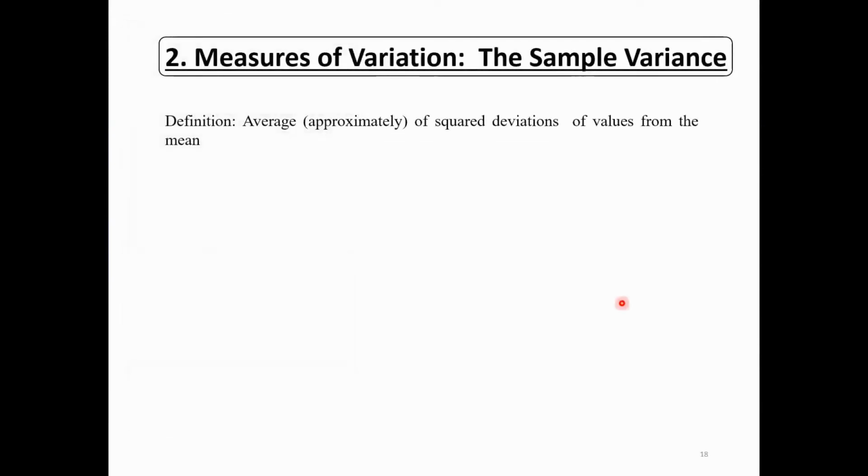Right, so we talked about the range, which was the first measure of variation. The second measure of variation is the sample variance, right? All of these things that we're talking about, we are talking about samples. We will come to population in the fourth section. The first three sections, which are measures of central tendency, measures of variation, and the shape of distribution, we are talking about samples. So under measures of variation, the second measure is the sample variance, which is simply the average of squared deviations of values from the mean.